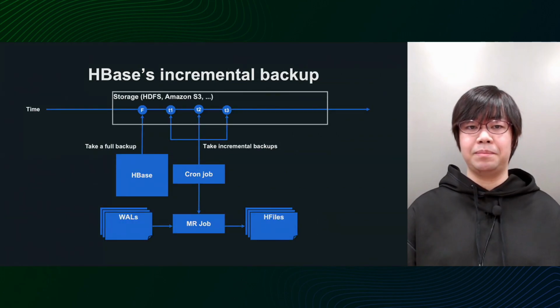Next is incremental backup. First of all, let's talk about incremental backup in HBase. HBase incremental backup starts by taking a full backup, a complete backup, and uploading it to storage such as HDFS or Amazon S3. Then incremental backups are taken periodically using a cron job or other methods. Incremental backups are performed by MapReduce that reads the WAL file and converts it to an HFile. This HFile is then uploaded to the storage as an incremental backup.